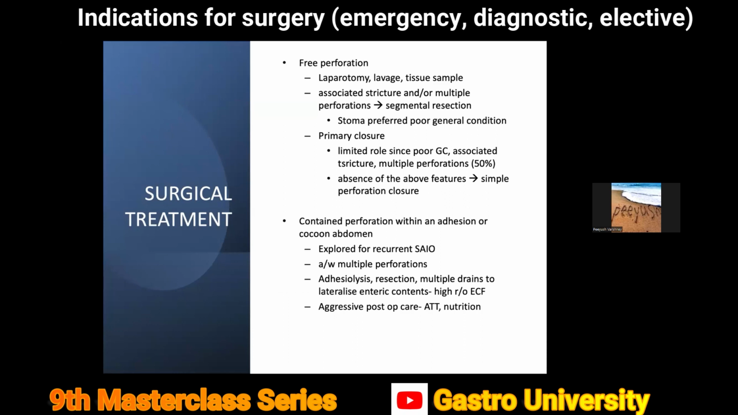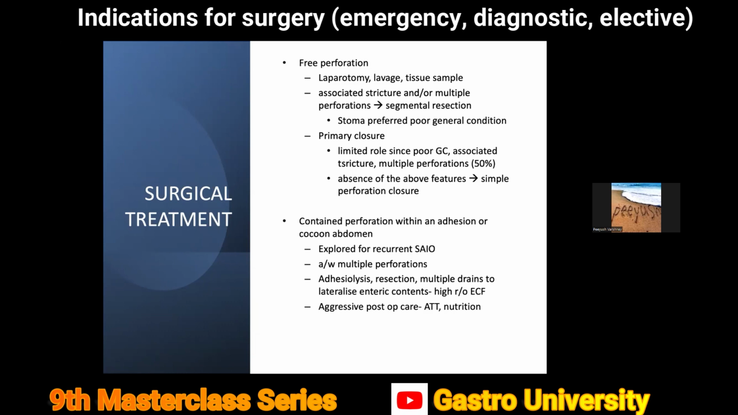If there is a contained perforation within adhesions or a cocoon abdomen, then the abdomen is explored very carefully for recurrent SIO, and careful adhesiolysis is done. If any dominant stricture is found, then resection is done and multiple drains are placed. And in case of serosal tears or enterotomy, multiple drains should be placed, and all these enterotomies should be lateralized.